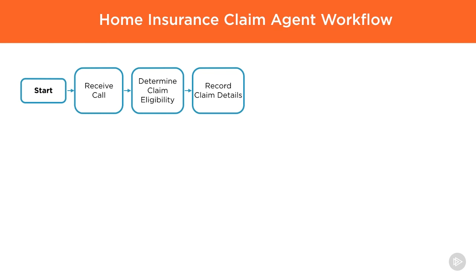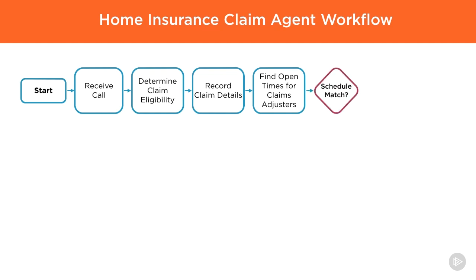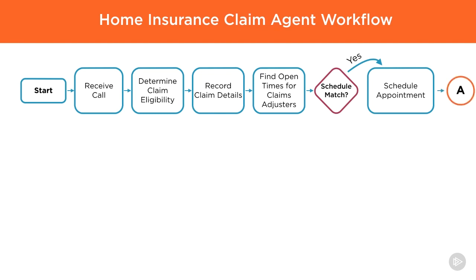And then we would begin to receive some of the information related to what went wrong and what requires our help. From there, we would look to find open times for a claim adjuster, given that we need someone on the ground to verify and document the damage that's occurred to the property. This would lead us to trying to schedule a matching time between our customer and one of our various claims adjusters. If we are successful in this regard, we could move forward with scheduling an appointment, which would allow us to then push through the completion of this process into another process entirely.